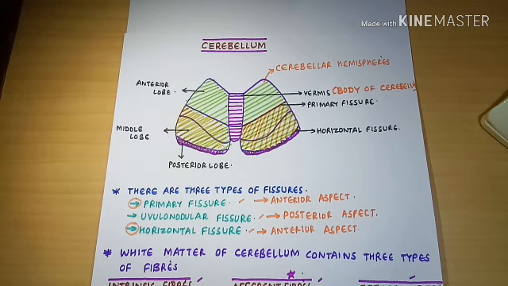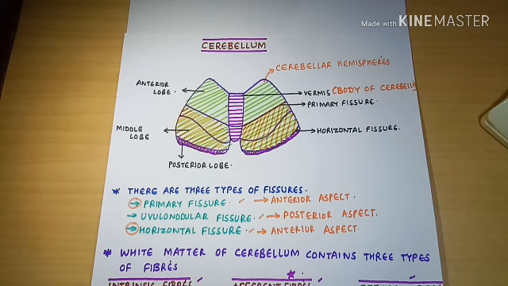Efferent fibers are the motor type of fibers. They will leave the cerebellum, whereas the afferent fibers are the sensory type of fibers, and they will enter the cerebellum through the inferior and middle cerebellar peduncle. Whereas the intrinsic type of fibers do not leave the cerebellum. They will interconnect the different regions or different folia of the cerebellum together, and they will interconnect the two cerebellar hemispheres together also. So these are the types of fibers which are present in the cerebellum.